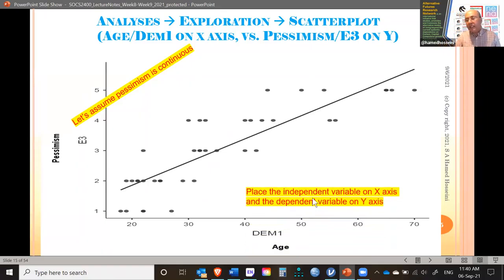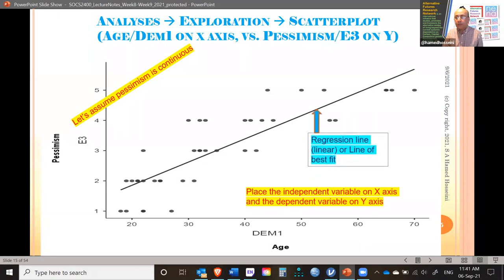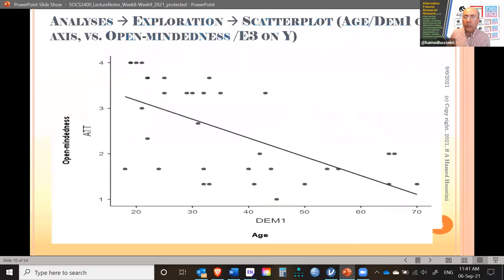And remember, always input the independent variable, age, on the x-axis, and the dependent variable on the y-axis. So the y-axis is for the dependent variable, and the x-axis is for the independent variable, in this case age. And here, what Jamovi calls the regression line, we call the line of best fit, and that gives you a better idea if the relationship is positive, negative, or strong or not.